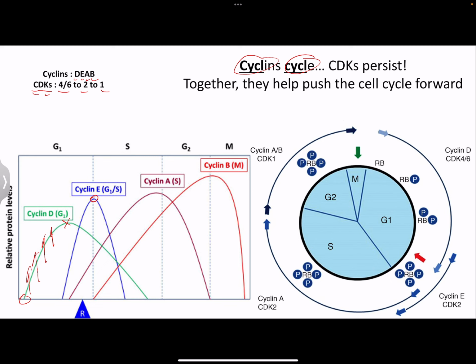And then once they've done their job and they've transitioned us into S phase, they can start to be degraded. Now it's the job of cyclin A to start accumulating, and it peaks right at the end of S. And you know what? That's because it's going to team up with CDK2, and it's going to push us into G2.